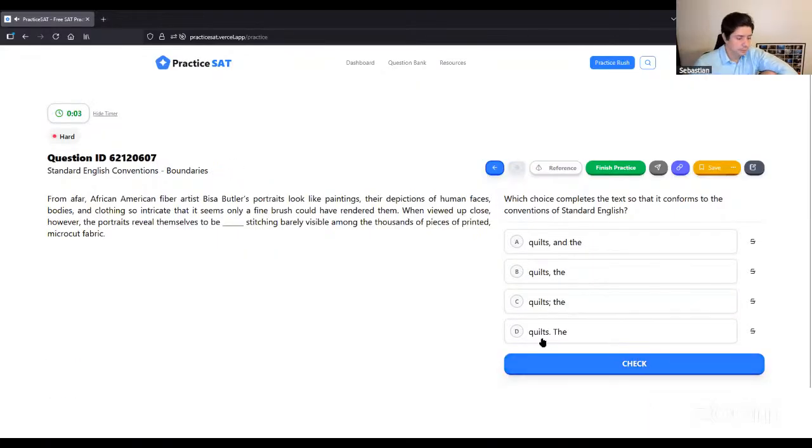From afar, African-American fiber artist Bisa Butler's portraits look like paintings. Their depiction of human faces, bodies, clothing so intricate that it seems only a fine brush could have rendered them. When viewed up close, however, the portraits reveal themselves to be blank, stitching barely visible among the thousands of pieces of printed microcut fabric.